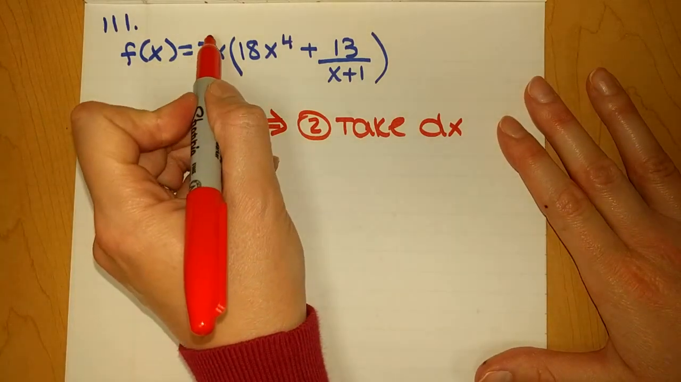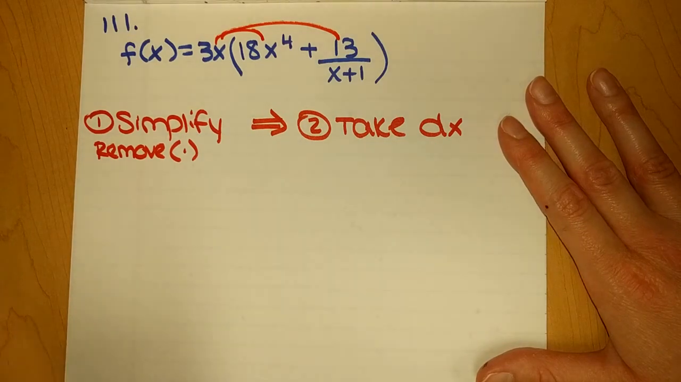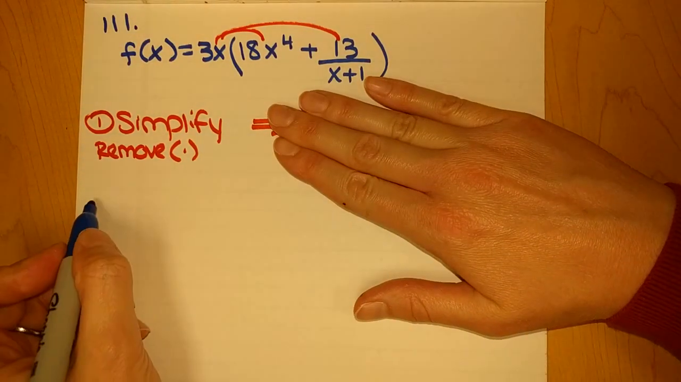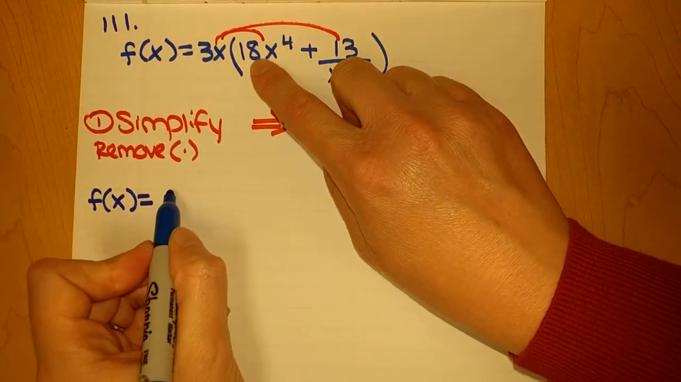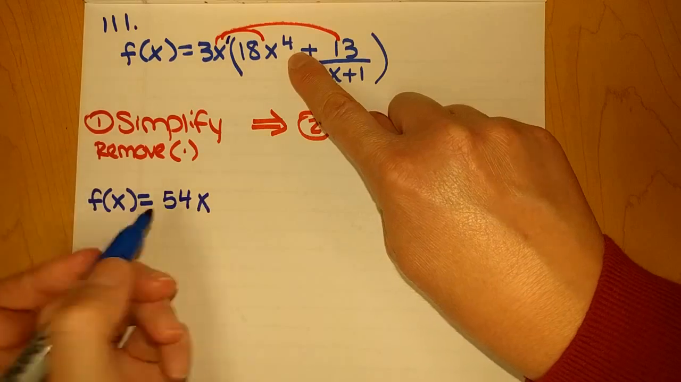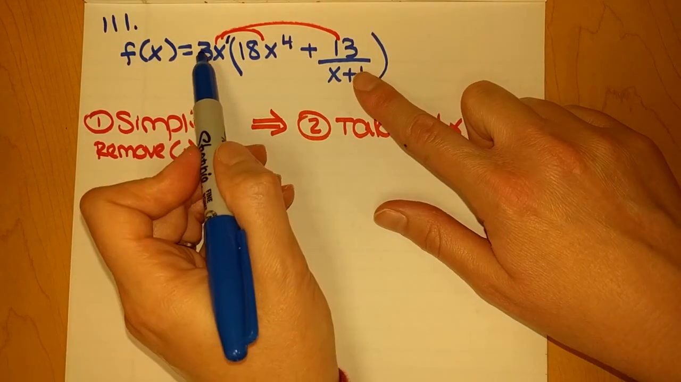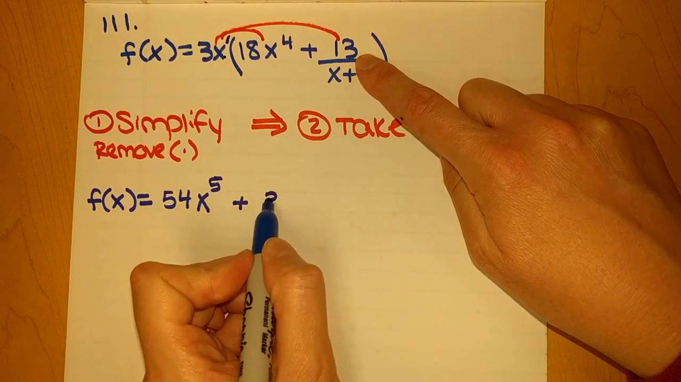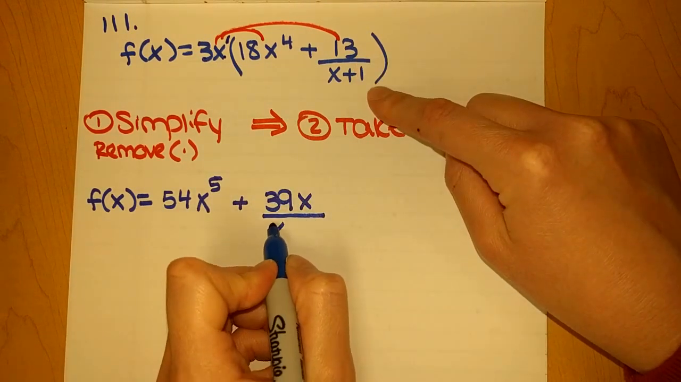So here I would start off by distributing the 3x to both of these terms. You're not talking about the derivative at this point. You're just simplifying, so you still have f of x. 3 times 18 would give you 54. x to the first times x to the fourth gives us x to the fifth, plus the 3x times 13 gives us 39x over x plus 1.